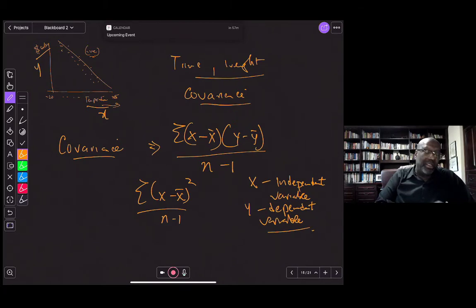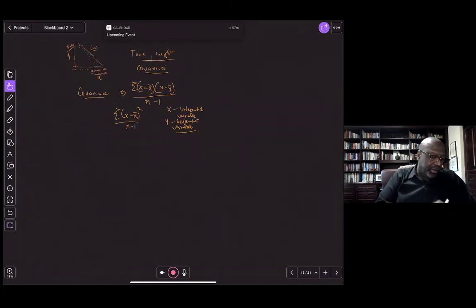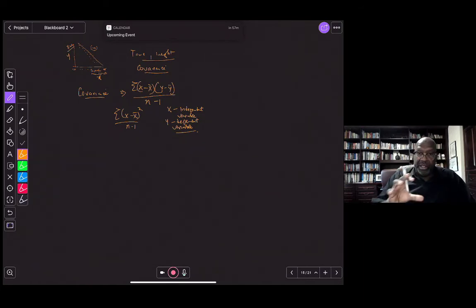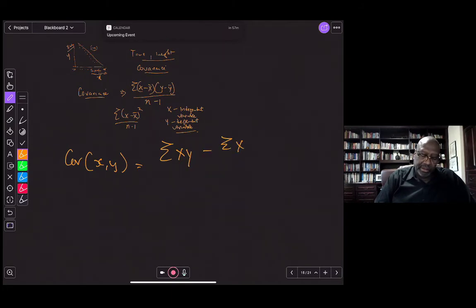use Excel once you understand the problem. It doesn't matter to me too much whether or not you use this long formula to calculate it, or if you could use Excel, put all the data in Excel and do the computation in Excel itself. So there's a shortcut formula for this. Covariance X comma Y is the sum of X times Y, minus the sum of X times the sum of Y, all right? And we divide this by N, divide the whole thing by N minus 1.